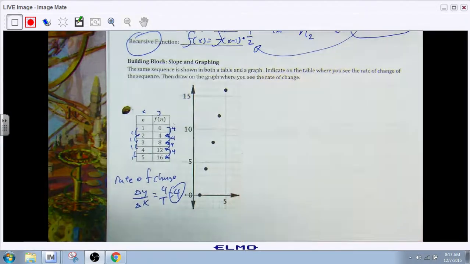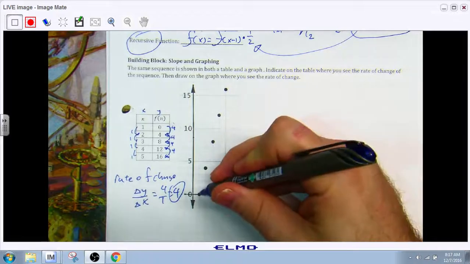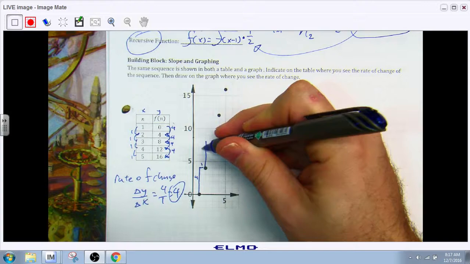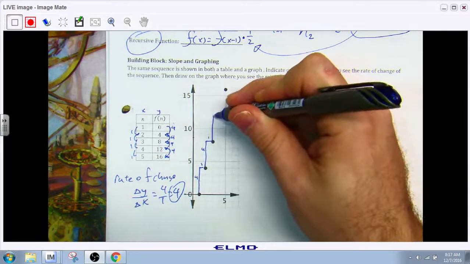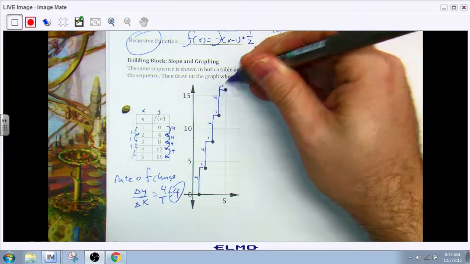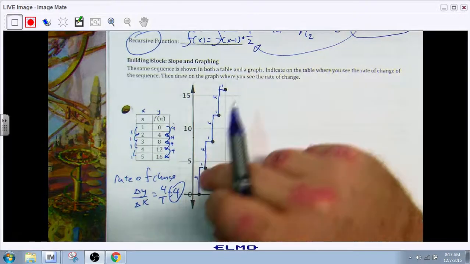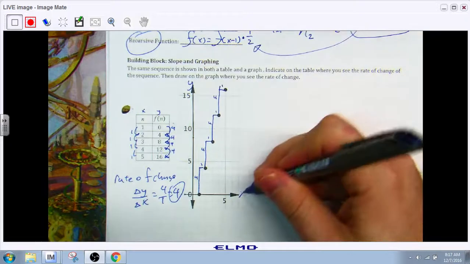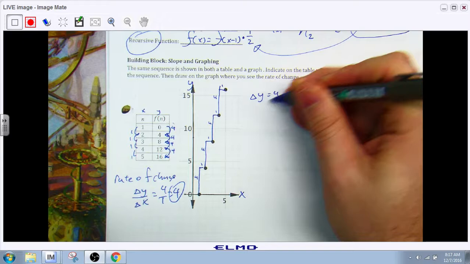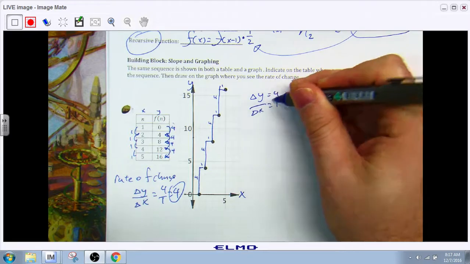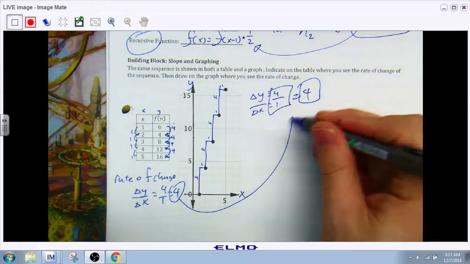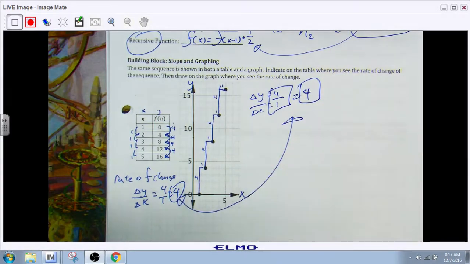Now here, same thing. I see that I go up 4 on my y over 1 on my x. Up 4 over 1. Up 4 over 1. Up 4, whoops, over 1. Got a little sloppy with my line there. But you can see that my change in my y value, because this is y and this is x, is 4, and my change in my x value is 1. So 4 over 1, or simply 4, which is what we got here, which is good because they're the same thing. That's it, rate of change.